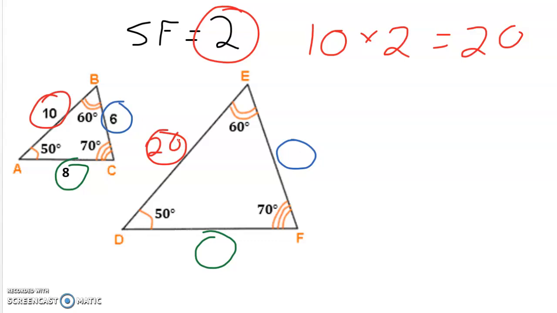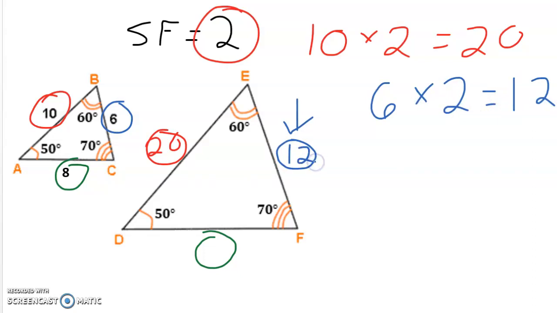Now do the same thing with 6. I'm going to find what goes into this blue circle. I take 6 and multiply it by my scale factor, and I get 12. So this is 12 here. And then finally, I take 8 and multiply that by my scale factor, which is 2, and I get 16. So this missing side here is 16. That's how you use the scale factor.